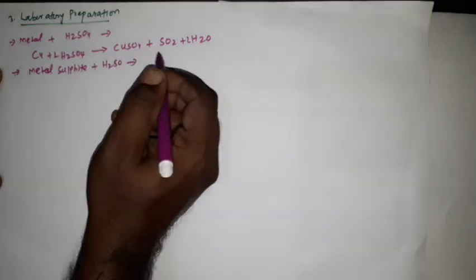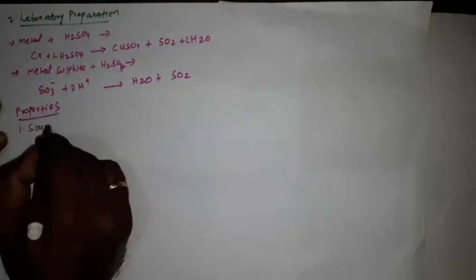Another type of preparation is, sulfuric acid can react with metal sulfite plus H2SO4, we are getting sulfur dioxide. The ionic equation is SO3 2- plus H+ gives H2O plus SO2. Here put 2. Okay, so in the laboratory, metal plus sulfuric acid or metal sulfite plus sulfuric acid, we will get sulfur dioxide. Clear? Next one is properties.